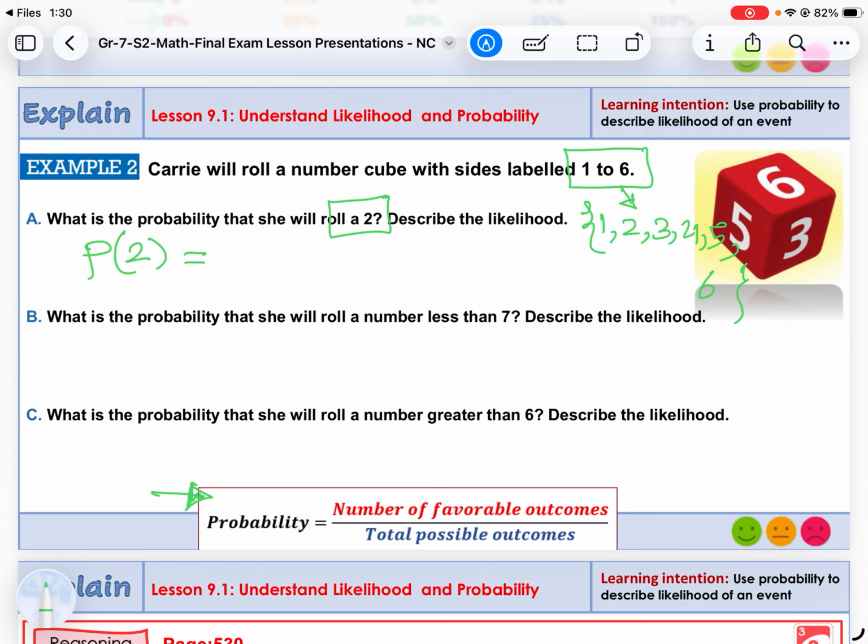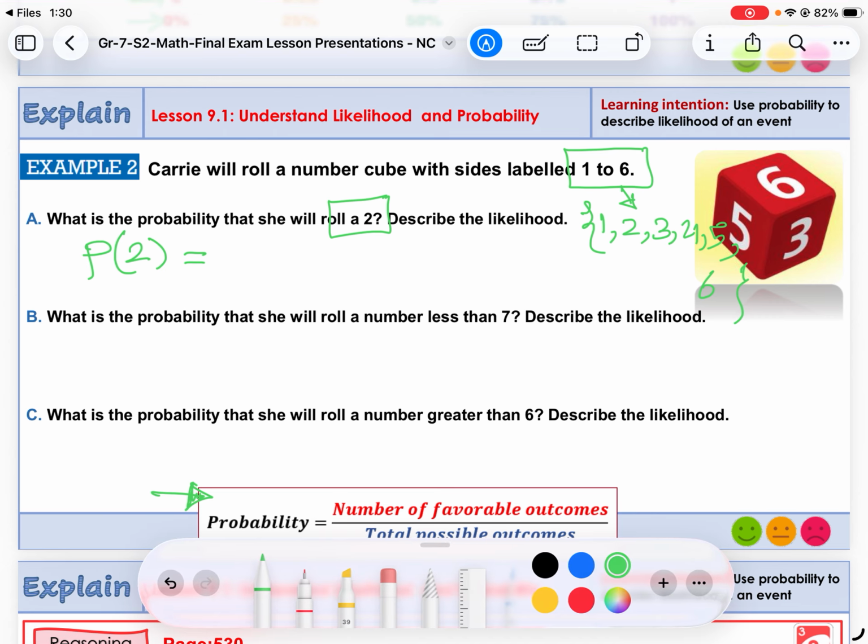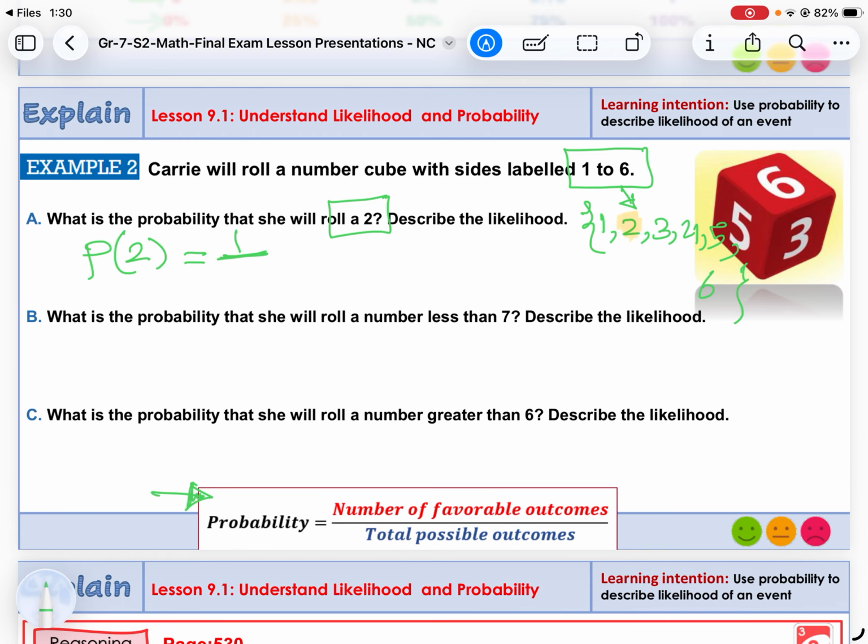Okay, now your job is just to check the outcomes and see what are the chances of you guys getting a 2. So if you guys notice here, you have only one 2. So that means the probability of getting a 2 will be 1 out of... The favorable outcome, which is getting a 2, will be 1. Out of the total number of outcomes, I have 6 outcomes. Okay? So this is the first part of the question. When they tell you what is the probability, it means they want from you a number. Now, in the second part, they're asking you to describe the likelihood.